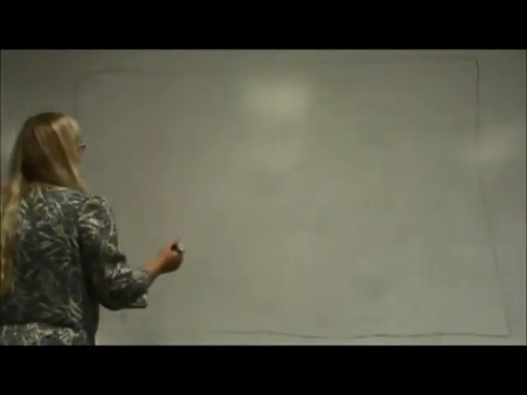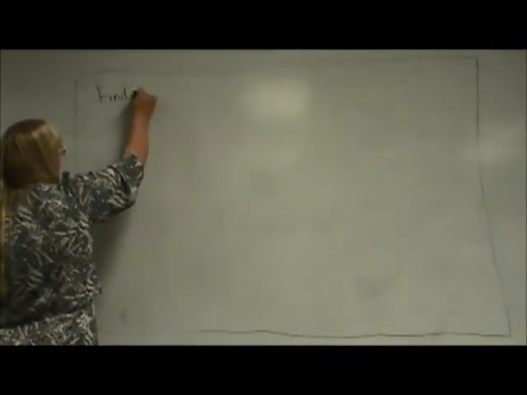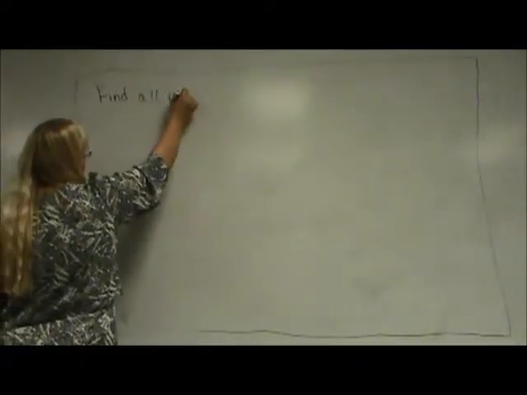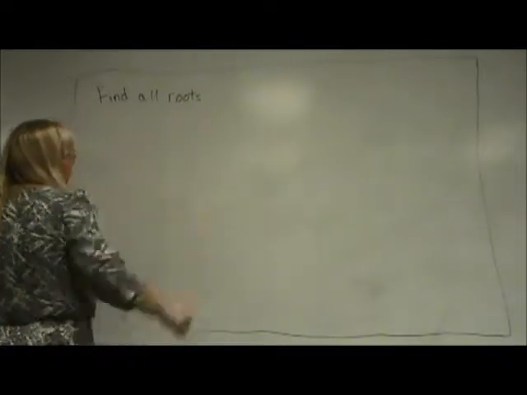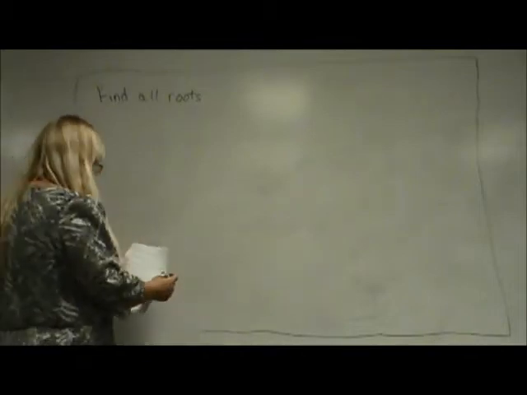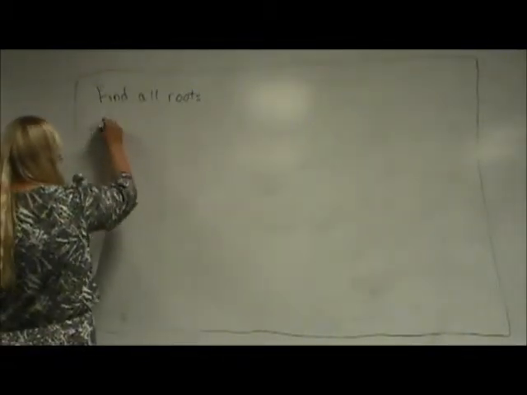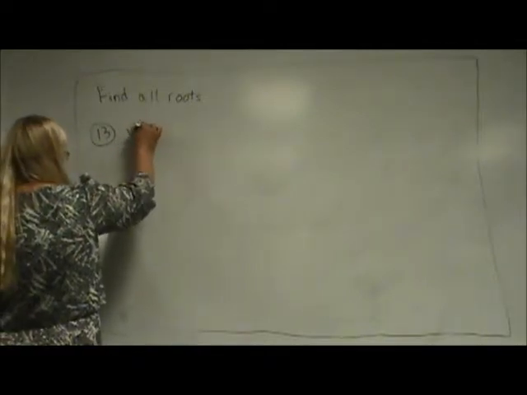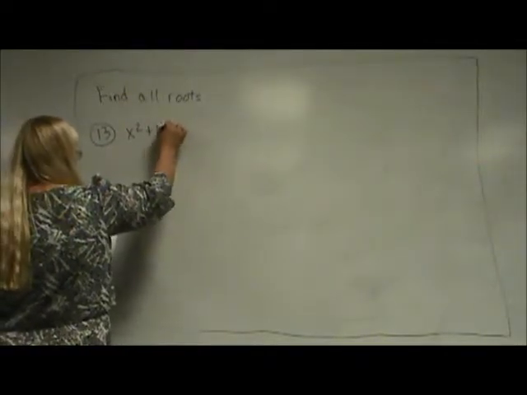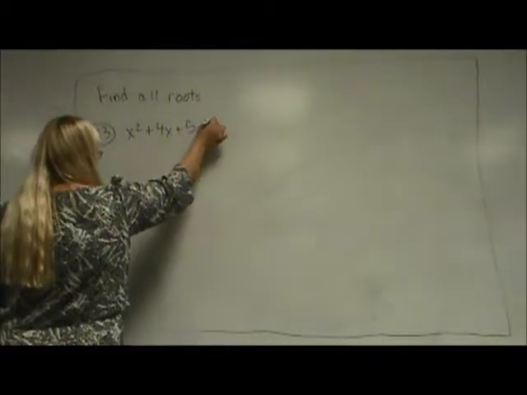The next part says find all roots. It doesn't matter what the directions say. If it says solve, if it says find the roots, if it says find the zeros, you're doing the same process for every single one of those. So 13, x squared plus 4x plus 5 equals 0.